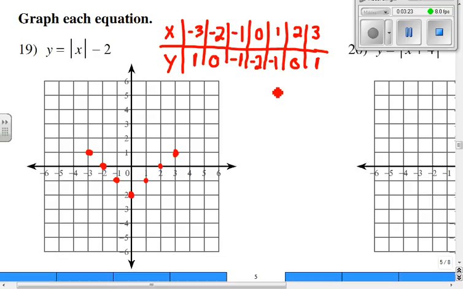We have our V shape. Remember, absolute values make a V shape. We're going to continue the pattern as far as our graph will hold it. Let me erase my little stray mark there. Okay, it's an equal, so we're going to make our solid line. There you have it. We have our absolute value graph.